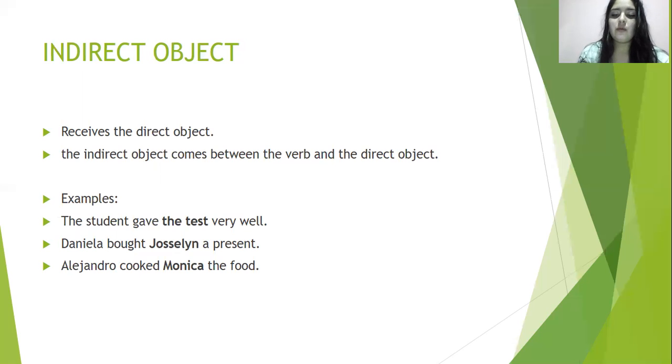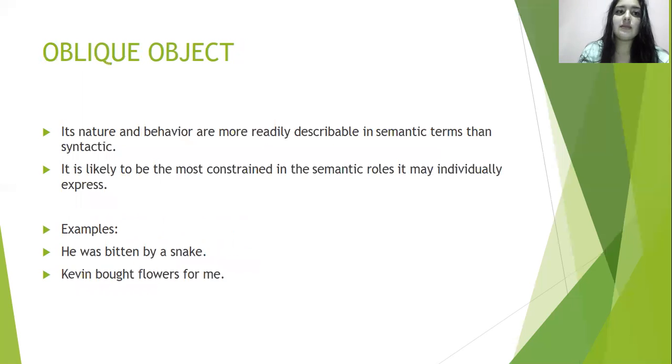Well, we have the last object. This is oblique object. The oblique object is a grammatical relation proposed for a noun phrase clause consistent with the following characteristics. Its nature and behavior are more readily describable in semantic terms than syntactic.